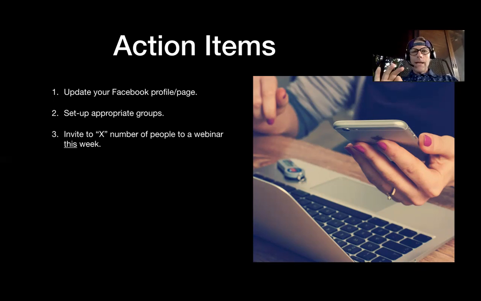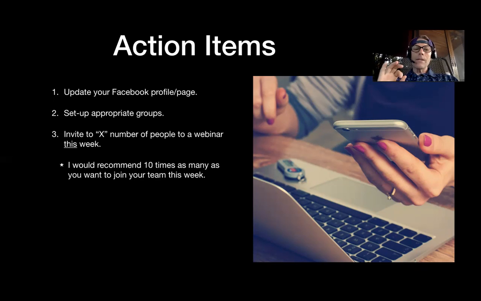The third action item for you this week is once again to invite X number of people to the webinar this week. And again, I would recommend 10 times as many as you want to join your team this week. So if you only want one person to join your team this week, you want to try and add one person every week. That's 52 members a year. Your team would have 52 team members in a year if you did one each week.